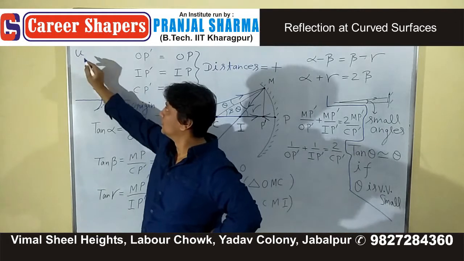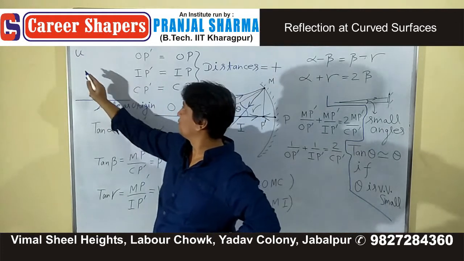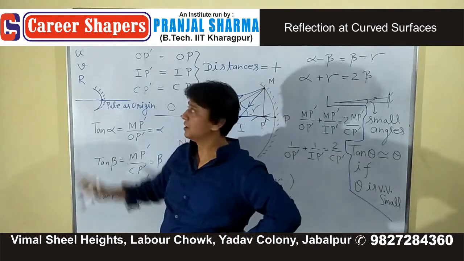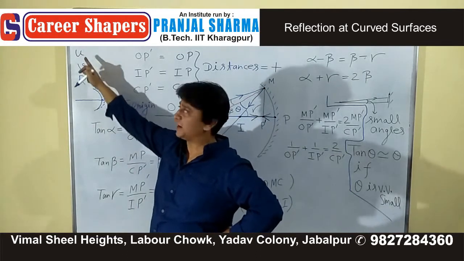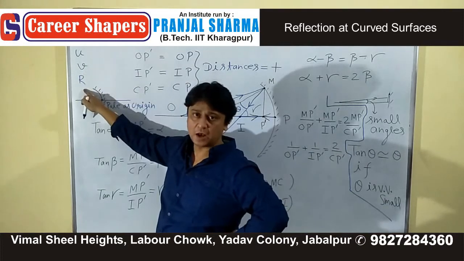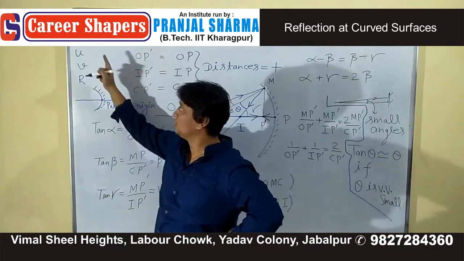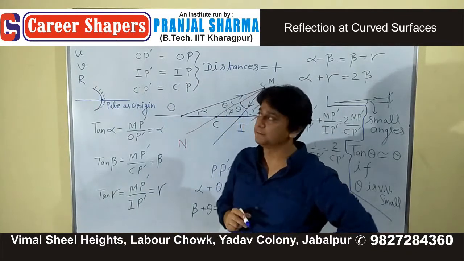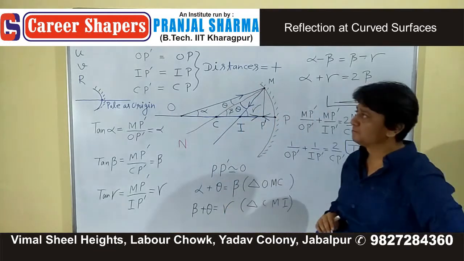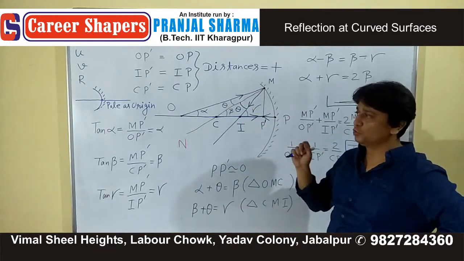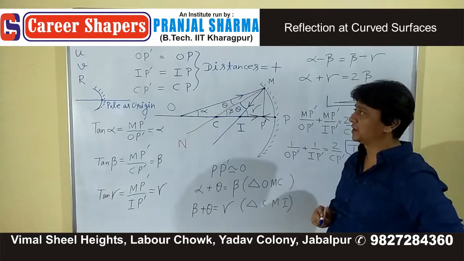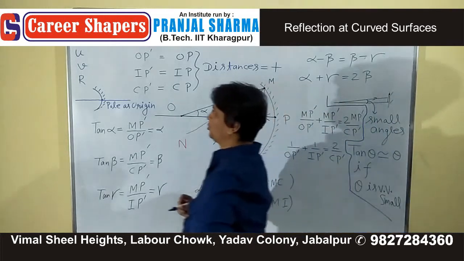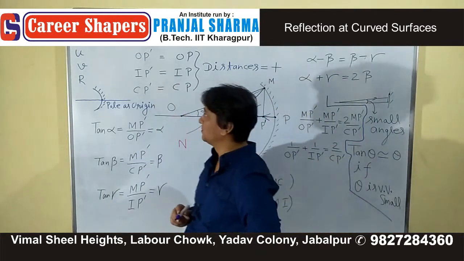When you say u, when you say v, or when you say r: u object, v image, r radius of curvature, u, v, r, they should be taken with proper sign. In fact, you can write down this as an important note. U, V, R should be taken with proper sign.